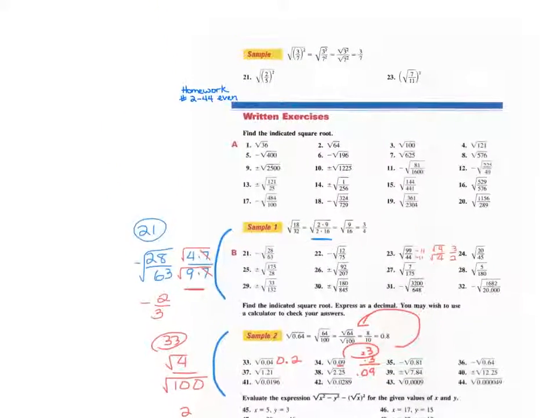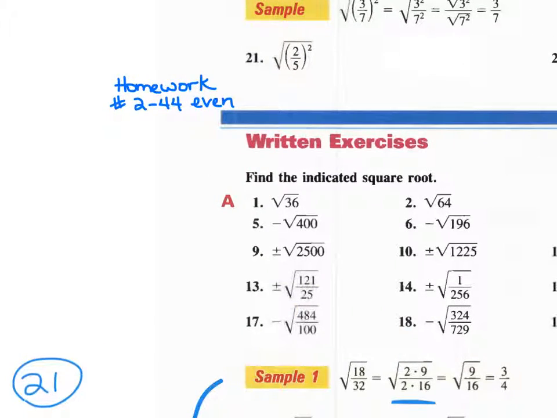So your homework for this lesson is 2 through 44 even. So what we'll do tomorrow is we'll go over these answers, and then tomorrow we will do a test review, and then you have your test on Thursday. Any questions?